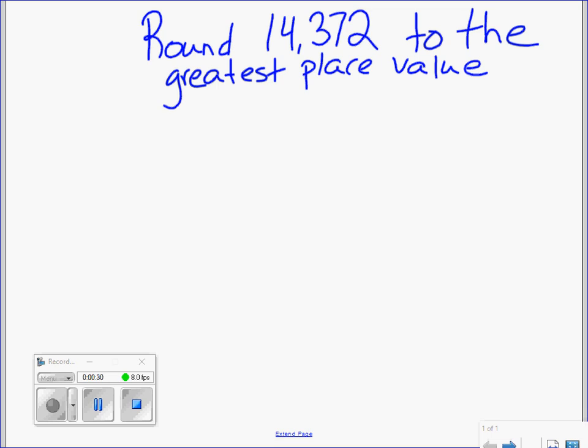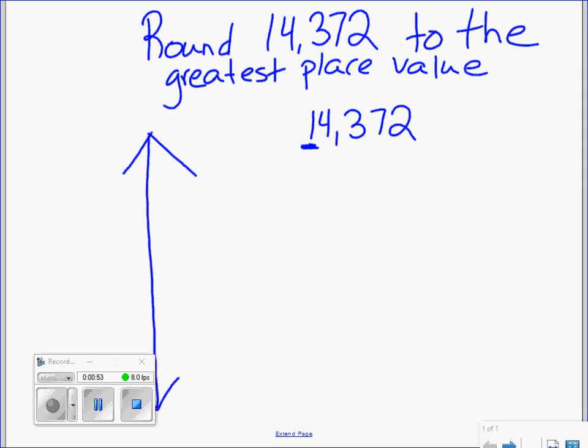Well, the first question you should ask yourself is, what is the greatest place value? If you're looking at 14,372, it would be the 10,000s place. So I would tell the students to underline the greatest place value, or the place you are rounding to, and in this case, it'd be the 10,000s place. Then off to the side, you're going to draw a vertical number line.